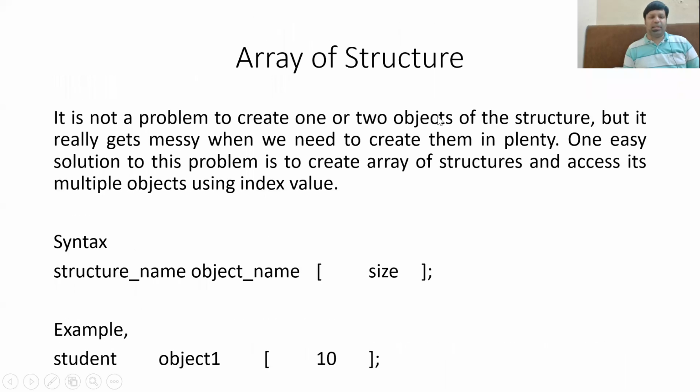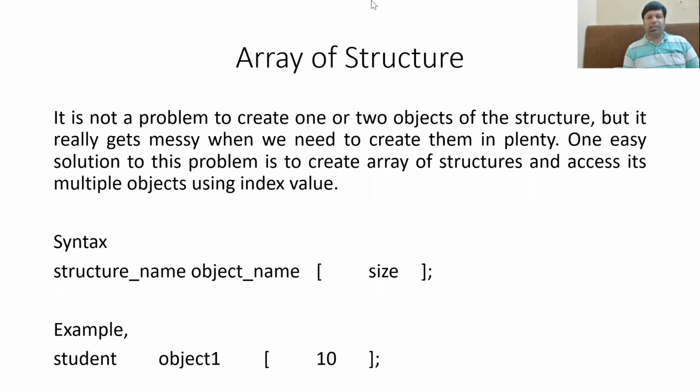So how can we create an array of the objects? First of all, let us understand what an array of a structure is. It is a method that is used to create an array of structures and access the multiple objects using the index value. So when we create an array of objects, all the objects can be accessed using a single identifier name. For example, obj1. If I create an array of obj1, I can access all the elements of the array obj1 using the same identifier name. But how then do I differentiate between them? I will be able to differentiate between them using the index value.